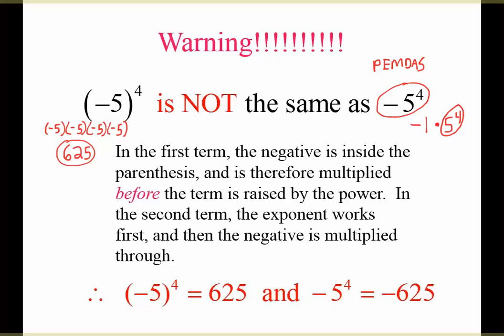5 to the 4th is 625. But I'm taking the opposite of that, which means I'm multiplying it by a negative 1. And that's how we end up with the negative 1 times 625 being negative 625. So please understand, when I have the parentheses around the base number, it's a different ball game than when there's just a negative out in front of the base number.